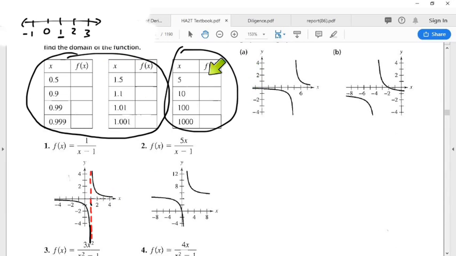So check this one out right here. This one's interesting. The numbers are not approaching any specific number. They're just getting bigger and bigger and bigger. So they're approaching what? Infinity. So as x's are approaching infinity, what are the y values approaching? What are these y values approaching and getting closer and closer to, but never actually touching? 0. Yeah, they're getting closer and closer to 0.